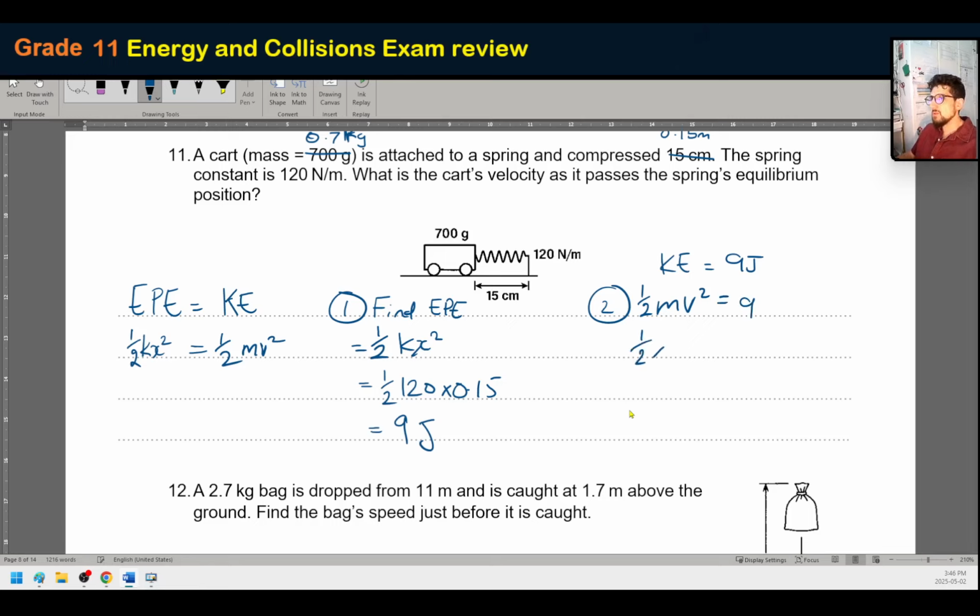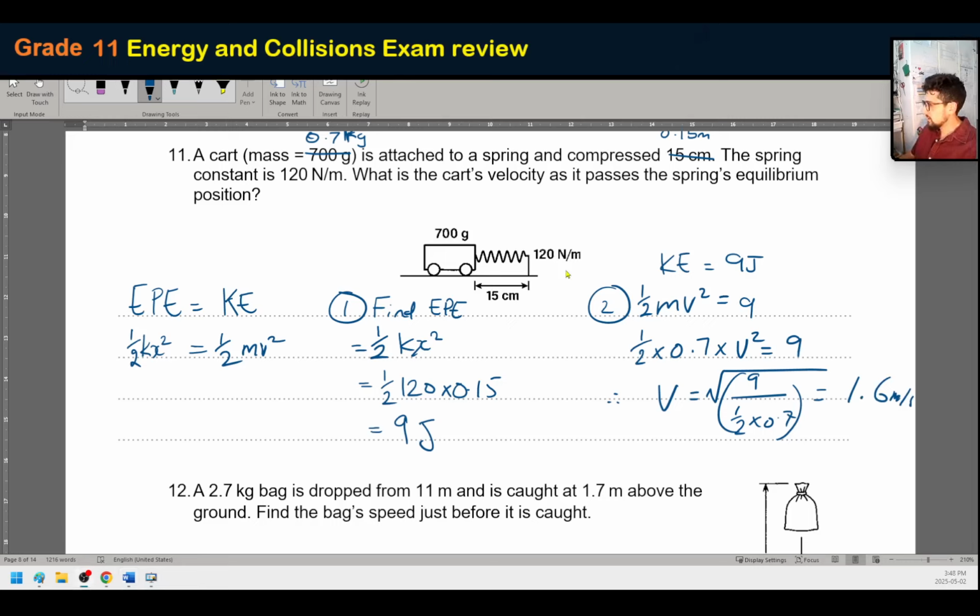And so half multiplied by 0.7 multiplied by v squared is equivalent to 9. V is therefore the square root of 9, the right hand side, all over half times 0.7. Okay, so 9 divided by that, which is 1.6. Did I do that right? 1.6 meters per second.